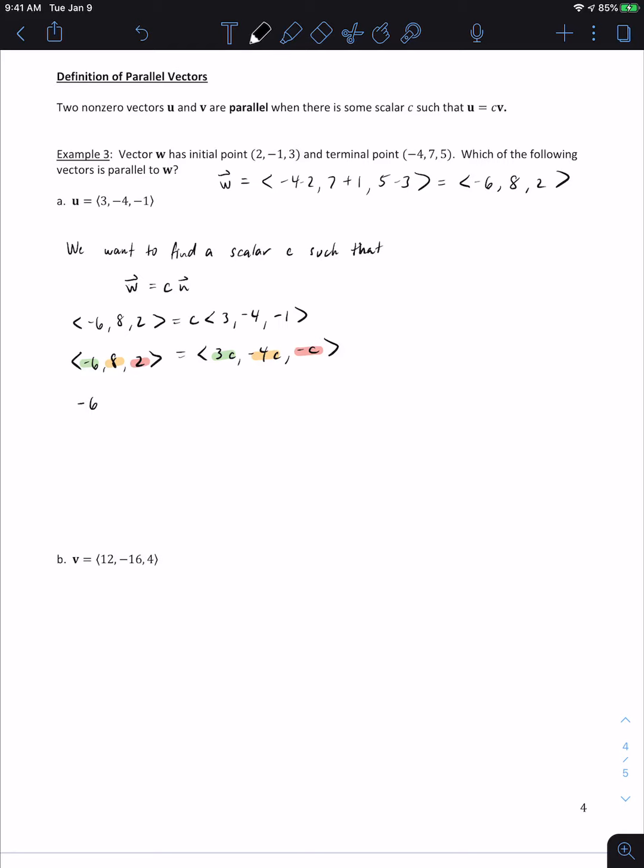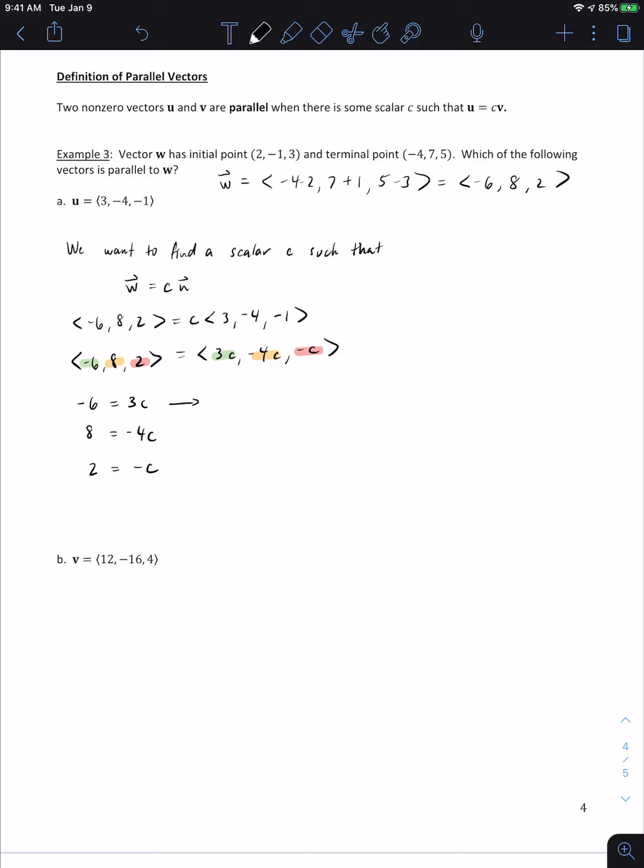So negative 6 equals 3c, 8 equals negative 4c, and 2 equals negative c. If I get the same value for c for all three of these, then I know that that's my value of c that makes this work, and I know these are parallel. If I get different numbers for c in these three equations, then I know that they're not parallel because there's no c that makes all three components work. So let's solve for c.